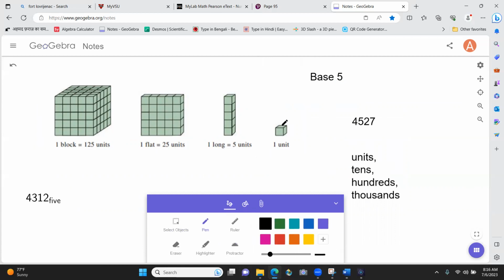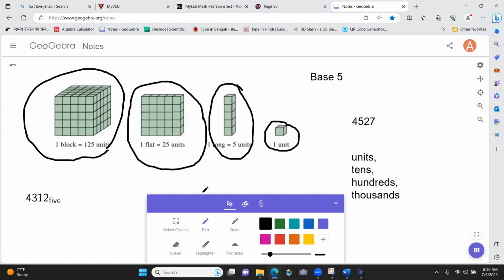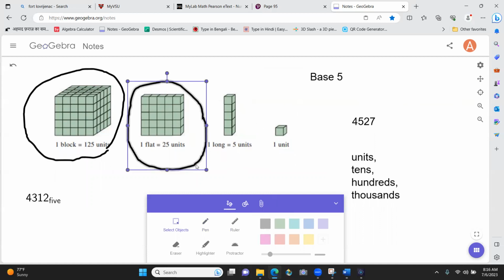So look, for base 10 block, I start with 1 units. I took 5 of them to make this. I took 5 of these rods to make 25, which is a slab. And I took 25 of these to make this, which contains 125 unit cubes. Now, having said that, guys, you always want to go back to base 10.